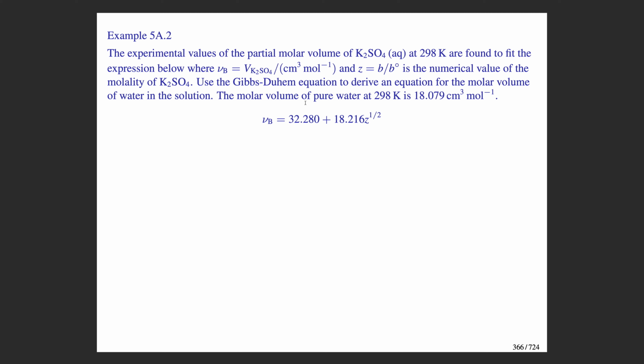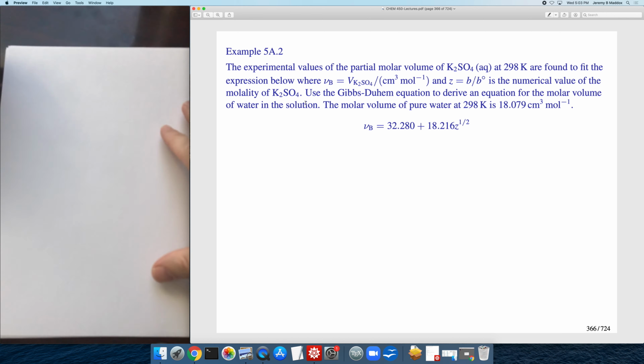before presenting its solution. So here we're talking about a potassium sulfate solution, and we're given the form of the partial molar volume for the potassium sulfate solute, the form of its partial molar volume, and we're being asked to find the partial molar volume for water. And so let's review how to do this using the Gibbs-Duhem equation.